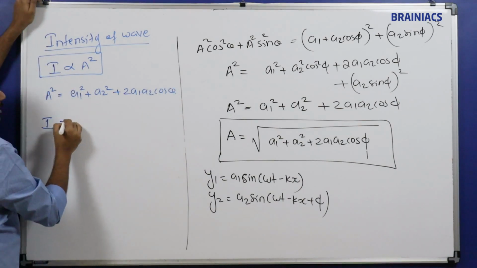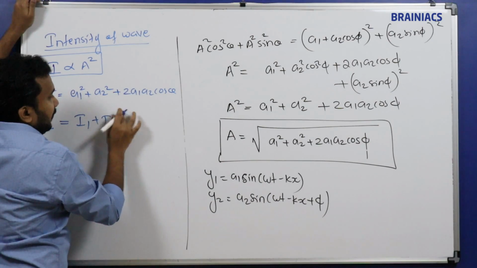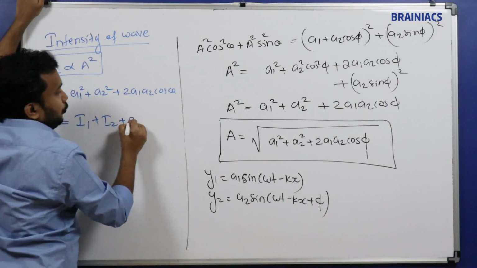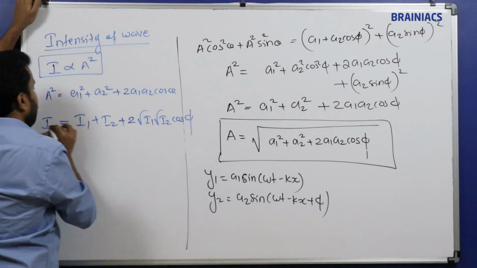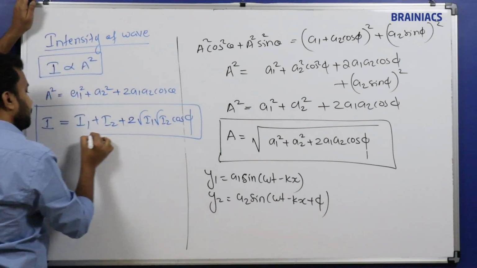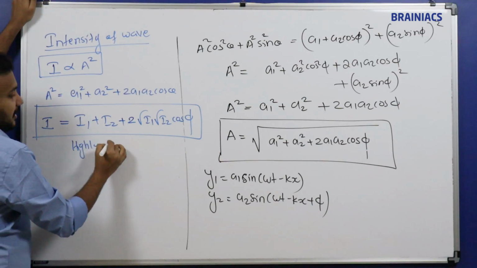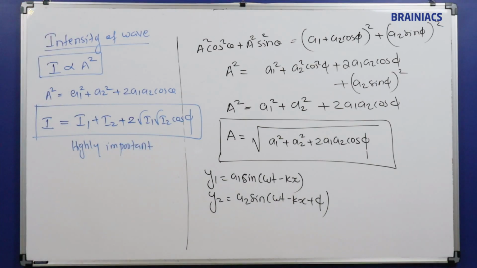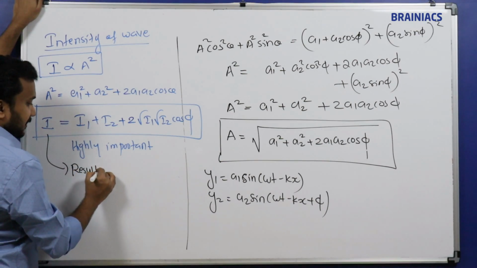So a1 squared is I1, a2 squared is I2, and plus 2 into a1 a2. a1 squared is I1, so it becomes 2 into root I1 root I2 cos phi. It's very important, highly important equation. A lot of questions come for NEET as well as for JEE Main entrance examination from this one. This is called the resultant intensity.